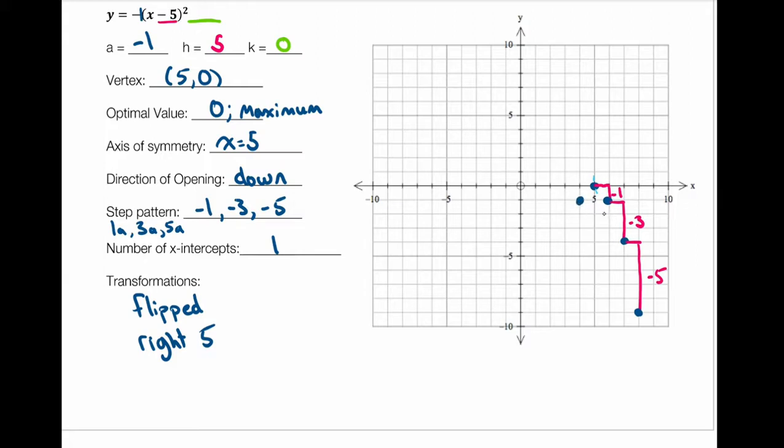So over 1 there, there, and there. Opens down, so connect those dots. So good, we can see it opens down. We can see that it shifted to the right 5, and we can see that's the only transformations that we see. So good. So that's our quadratic y equals -(x minus 5) squared.